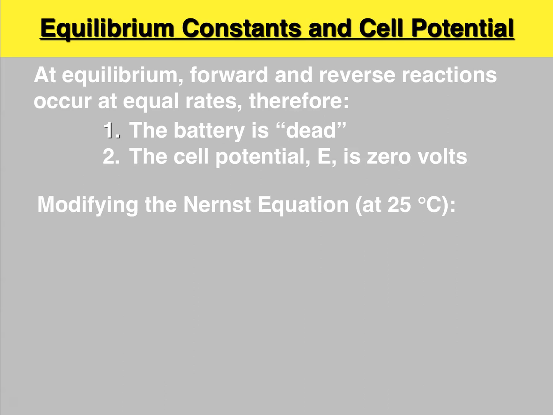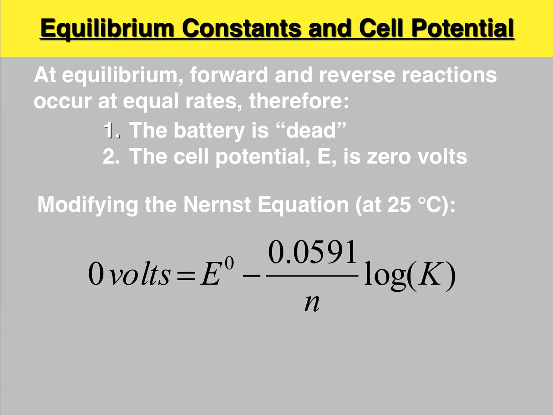We modify the Nernst equation at 25 degrees. We get this. So E is 0. Remember, E naught can be calculated. That's based on the standard reduction potential chart. We still have our 0.0591 over n log, but now it's K. It was Q when you were not at equilibrium, but here now we are at K, or at equilibrium. Questions on this?